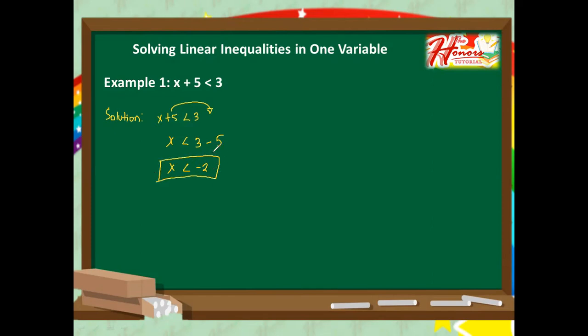What is this for? It is telling you that the values of x that you should substitute to x should be less than negative 2 for this whole equation, which is x plus 5 is less than 3, to be always true. Let us have another example.